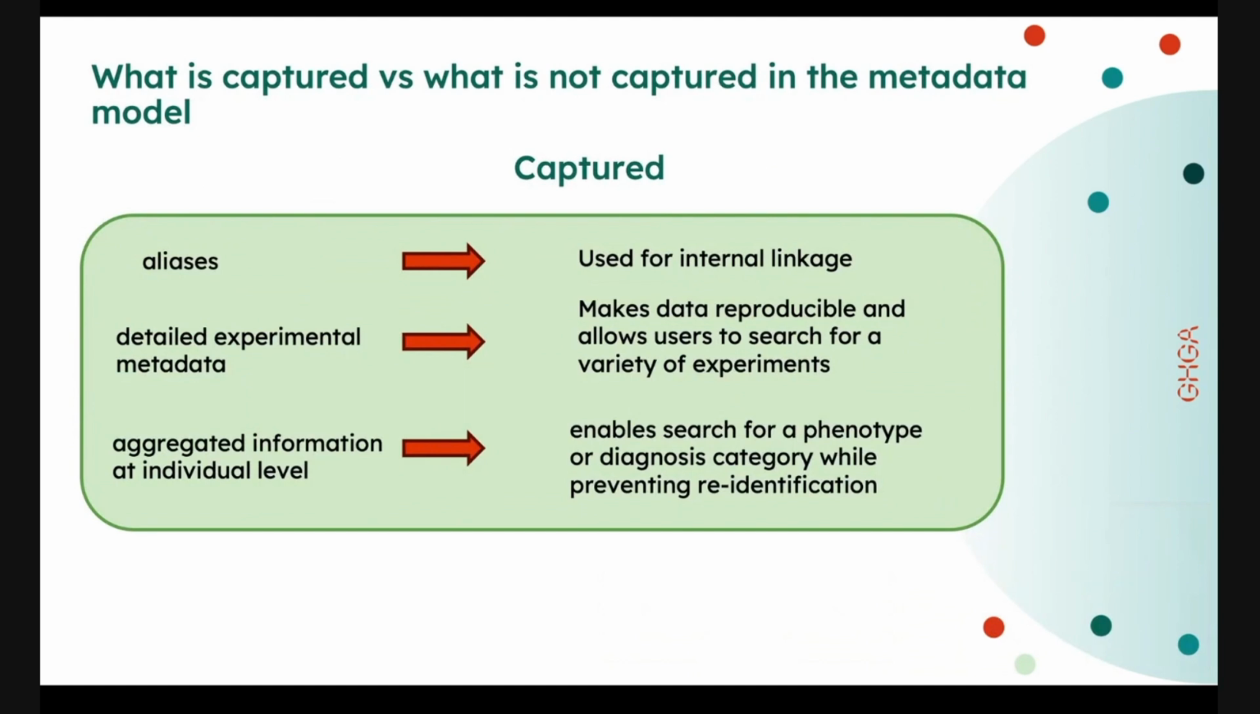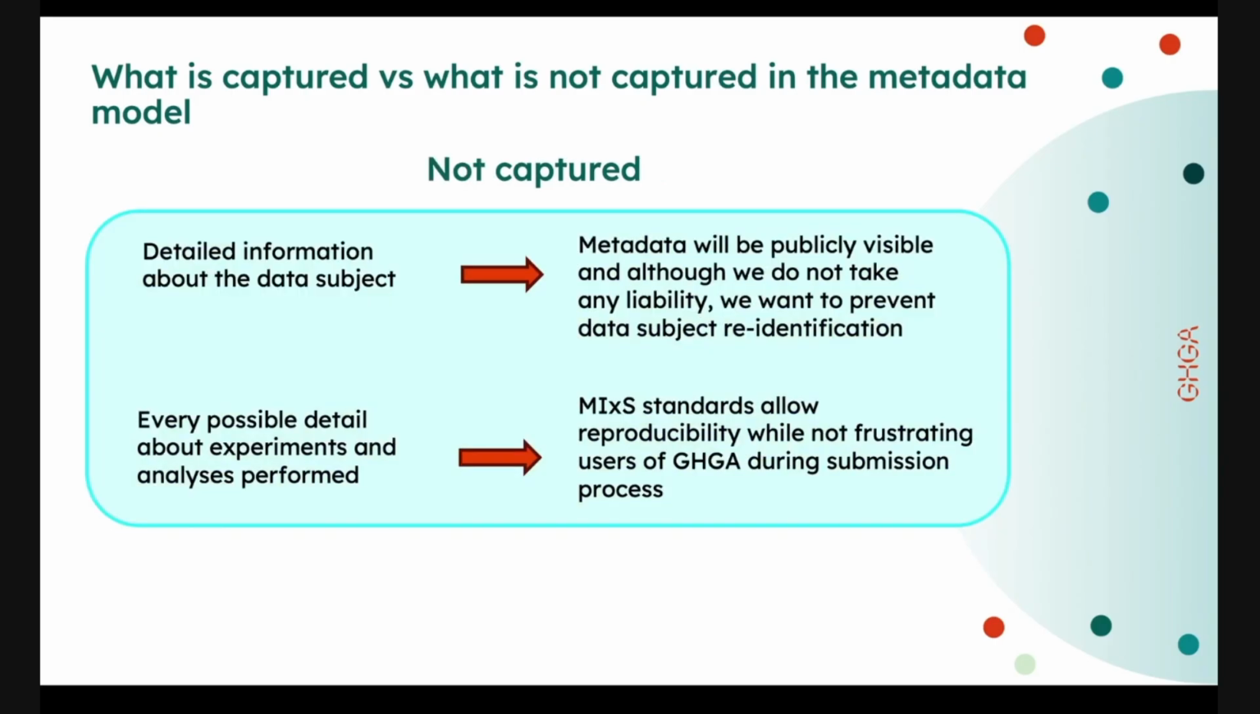In general, what is being captured in this model is basically detailed experimental metadata and aggregated information at an individual level, which prevents us from the risk of re-identification, at the same time capturing data which makes the data also reproducible for other users when they download this data set. What is not captured is detailed information about a particular data subject. Say, for example, we as a consortium cannot take any liability for information that is being provided, but at the same time, we will ensure that whatever information we get will not be subjected to re-identification. So that's one check we take care of.